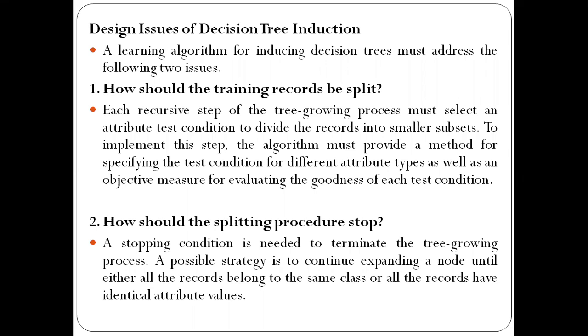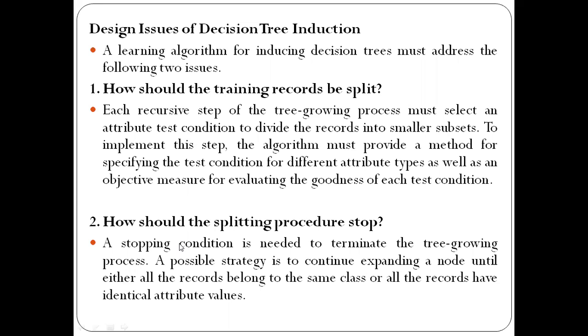Normally we will be stopping the construction of a decision tree once all the records belong to the same class. That is one of the stopping conditions we can consider. Once all the records, or the maximum records, belong to the same class, at that time we can stop the growing of the decision tree. Or else, if all the records have the same identical attribute values, then also we can stop the construction of the decision tree. So this is the second design issue that must be considered, that is, when we must stop the procedure of construction of a decision tree. For that we need to have a stopping condition.